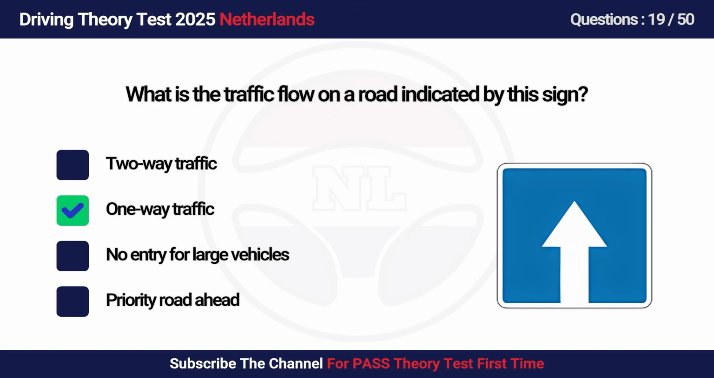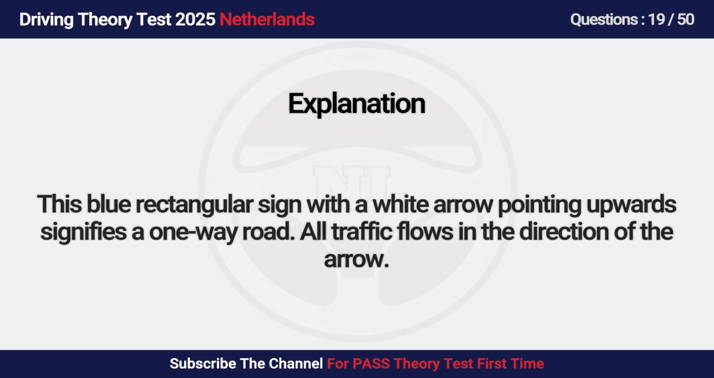Answer is B. One-way traffic. This blue rectangular sign with a white arrow pointing upwards indicates a one-way road. All traffic flows in the direction of the arrow.